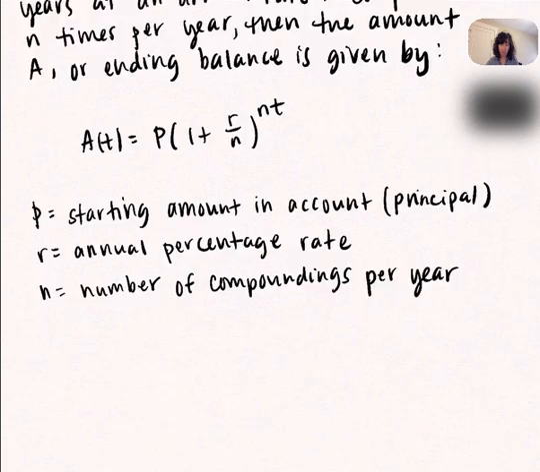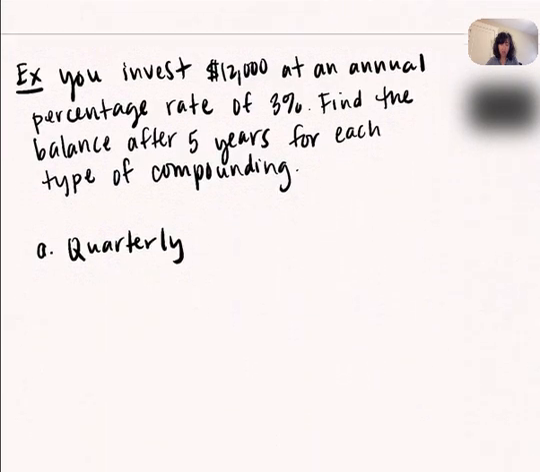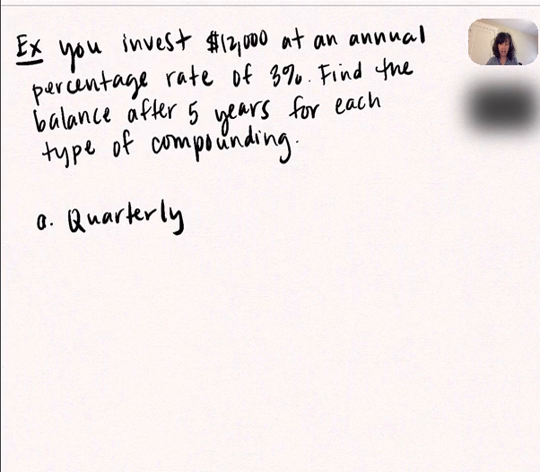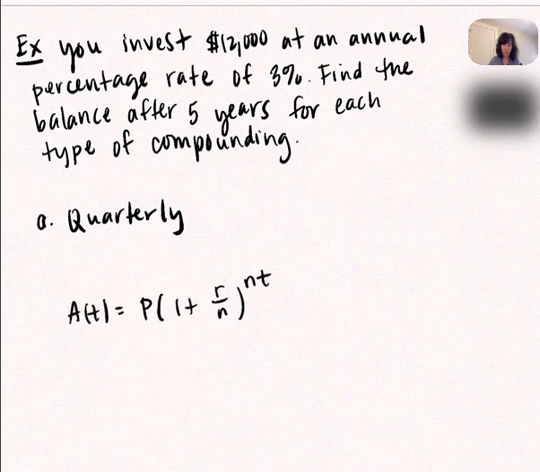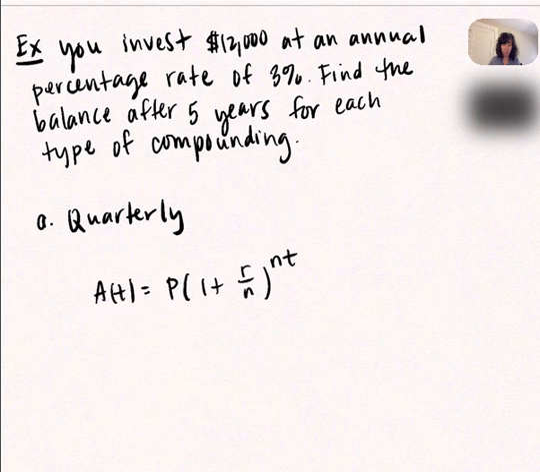Okay, let's look at an example. You invest $12,000 at an annual percentage rate of 3%. Find the balance after 5 years for each type of compounding. So the first type we'll look at is compounding quarterly. Now, our general equation is this. This is going to be the equation that we need to use to find how much money we've made.